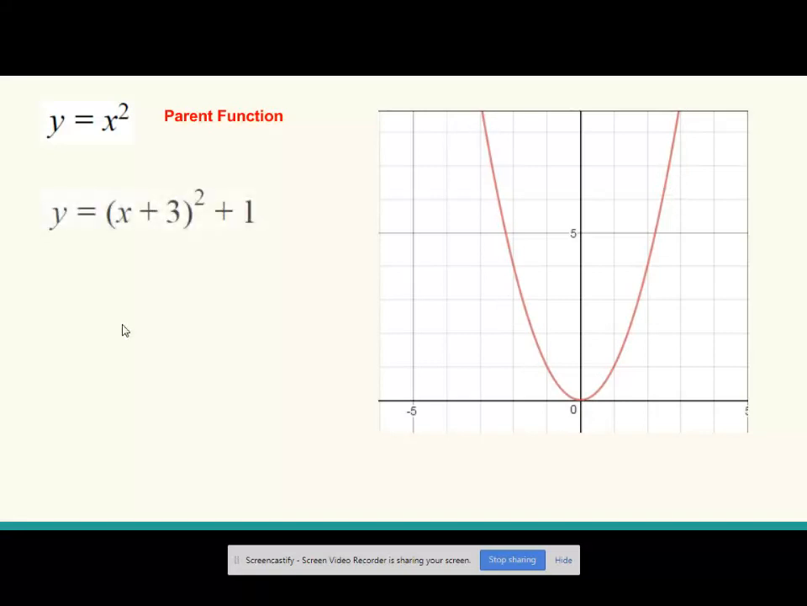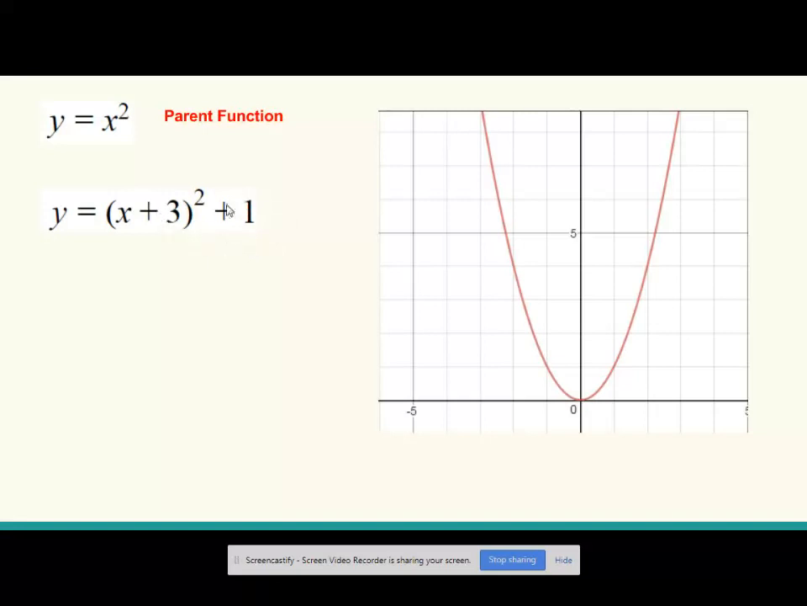So let's look at a variation. Here is a slightly different quadratic function. It's similar. We had an x squared, we have an x plus 3 squared now, and I added a 1. So this is in that vertex form. What the vertex form told us is that the number grouped in here with x tells us the horizontal change. So 3 is the horizontal change, and this plus 1 tells us the vertical change.